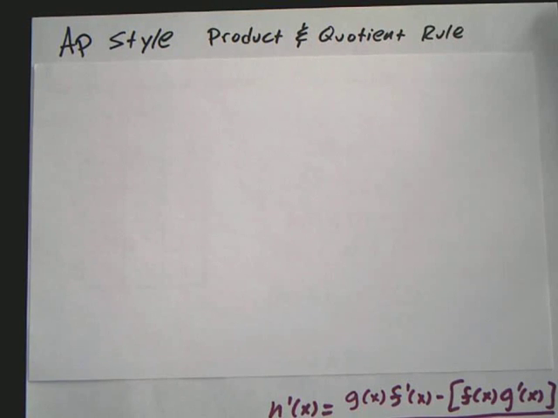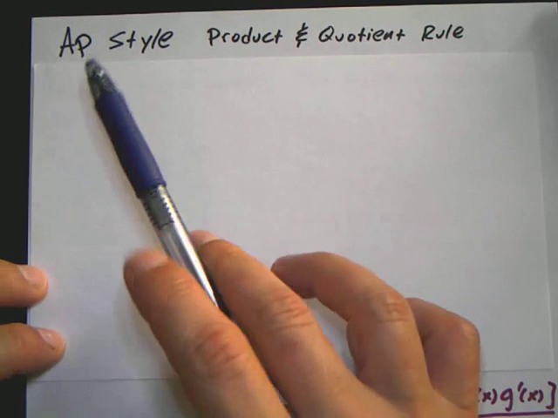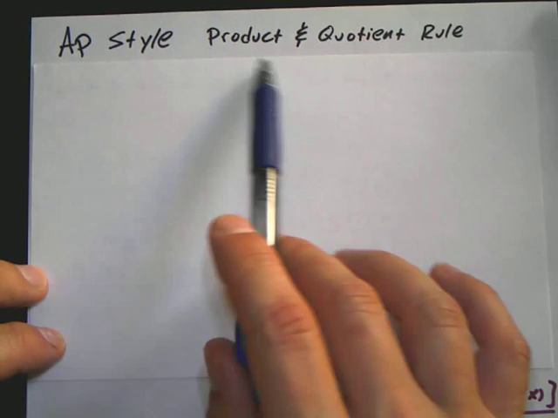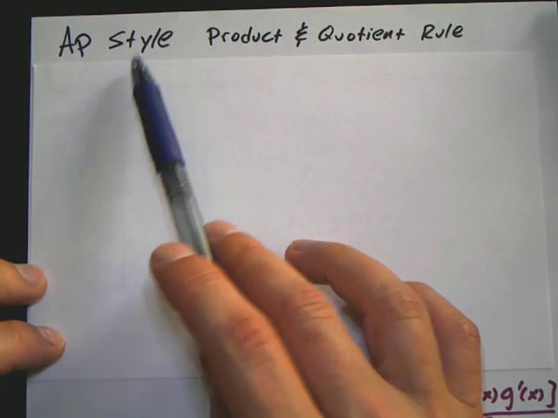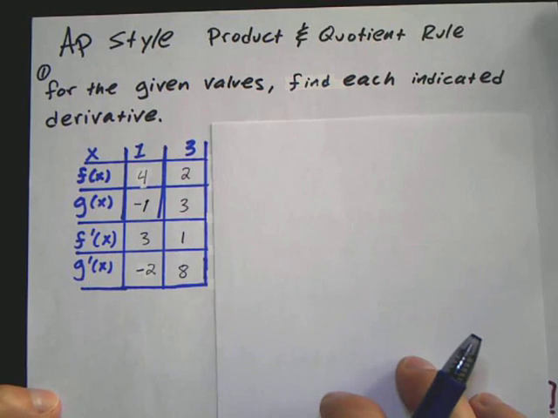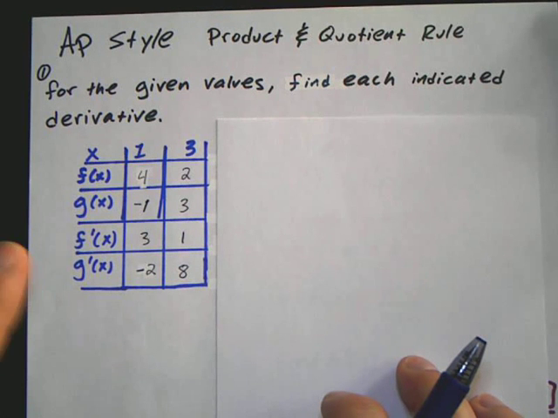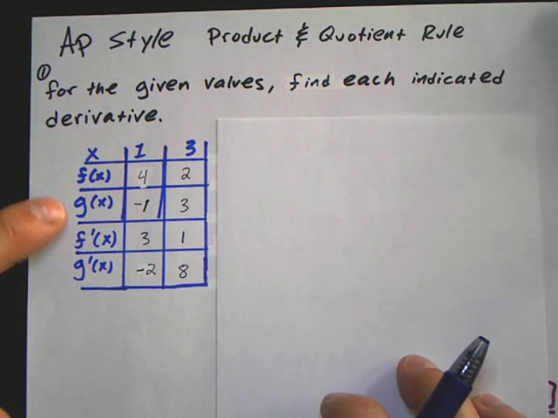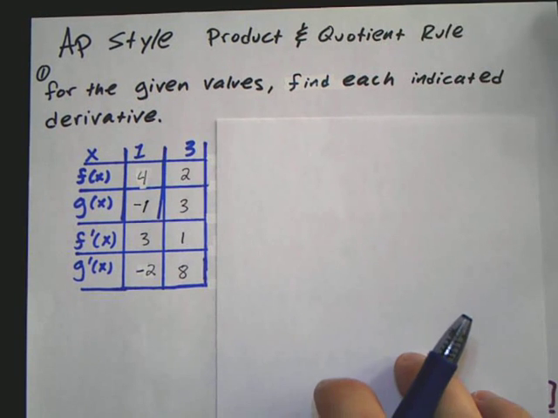In this video I'm going to go over the product and quotient rule and go over some examples of how they're sometimes assessed or sometimes asked on the AP exam. The first example just gives us a set table of values for the functions f and g, and then we're also given some values of the derivatives of both f and g.